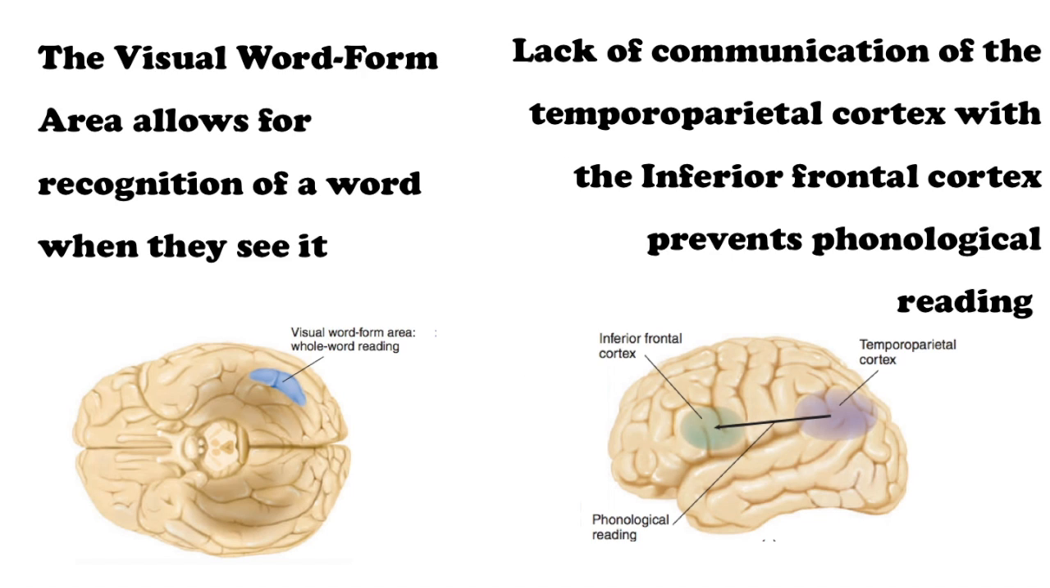So, like I said, it is the visual word form area that allows a patient with phonological dyslexia to recognize a word when they see it, but it is a deficit in the pterygoparietal cortex communication with the inferior frontal cortex that actually causes them to not be able to sound out a word.